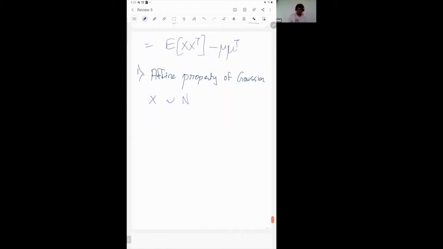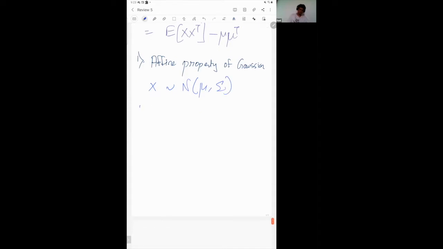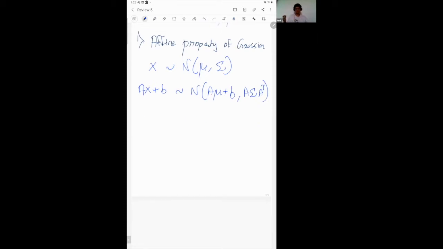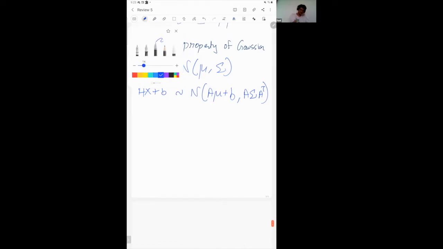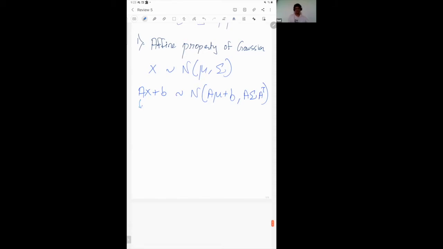Let's say x comes from a Gaussian with mu and sigma, then ax plus b also belongs to a Gaussian with a mu plus b as the mean and a sigma a transpose as the covariance matrix. A is some matrix. So what would be the dimension of A? I hope this is a very simple question for you to answer. Or B also for that matter. X belongs to D dimensions. Anyone? What should A be?